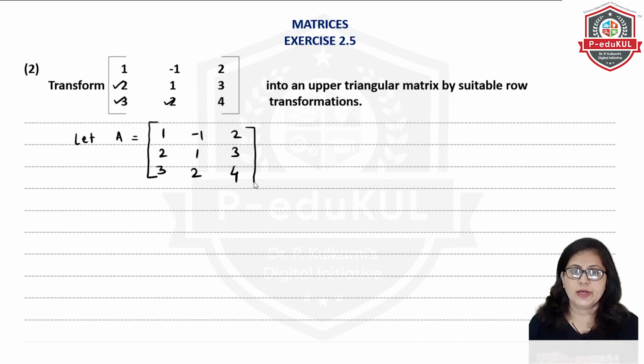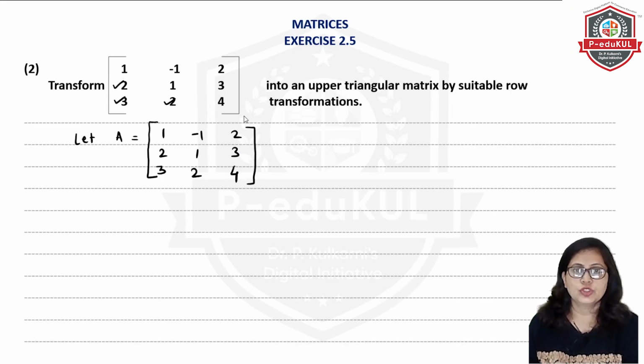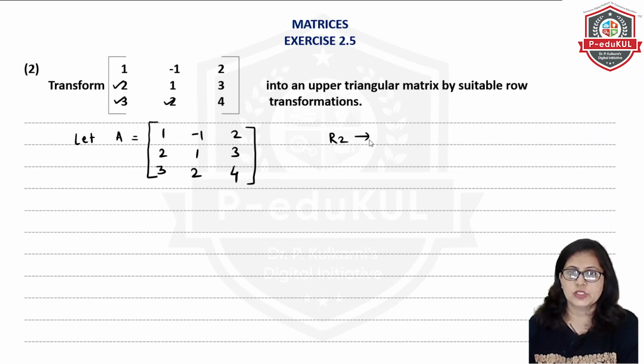So this is my matrix A, and now I am going to change it into upper triangular. Upper triangular means these three elements will be 0 and the rest will be as it is, whatever the changes happen. So first I want to change this 2 to 0. So what will I do? I'll do the transformation: R2 will change as R2 minus 2 times R1.